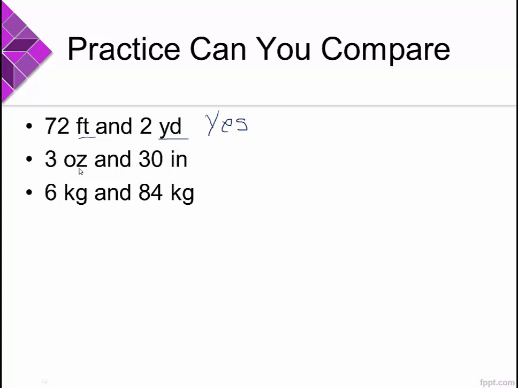Now we have 3 ounces and 30 inches. Ounces is liquid measurement or solid measurement in weight. 30 inches. Inches is a form of length measurement. We cannot compare those. One is weight, one is length.